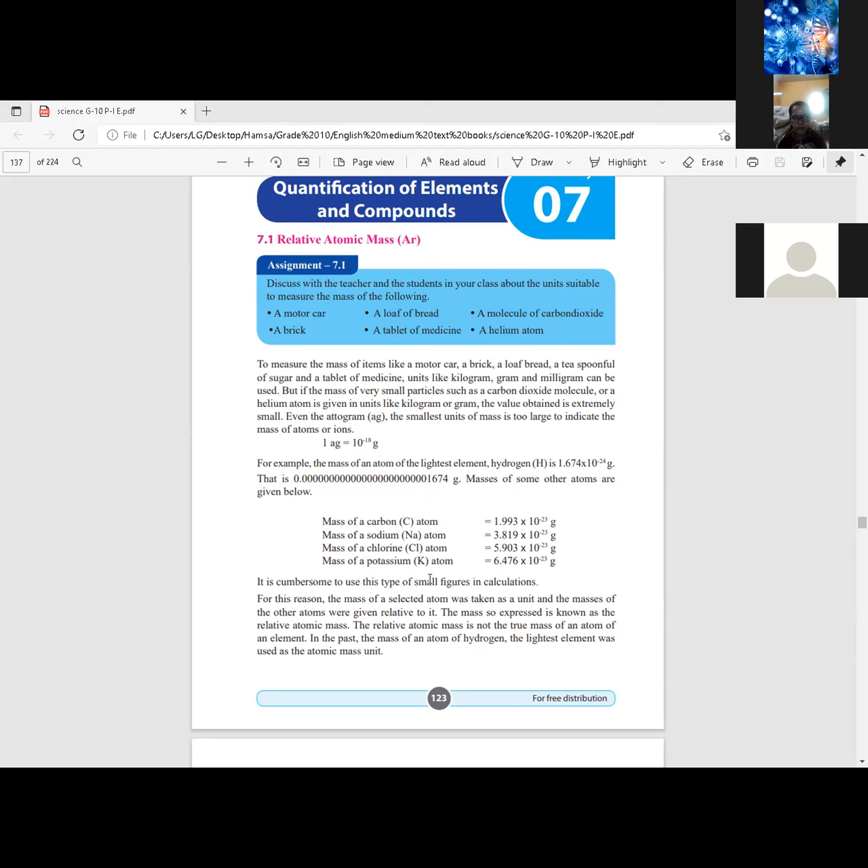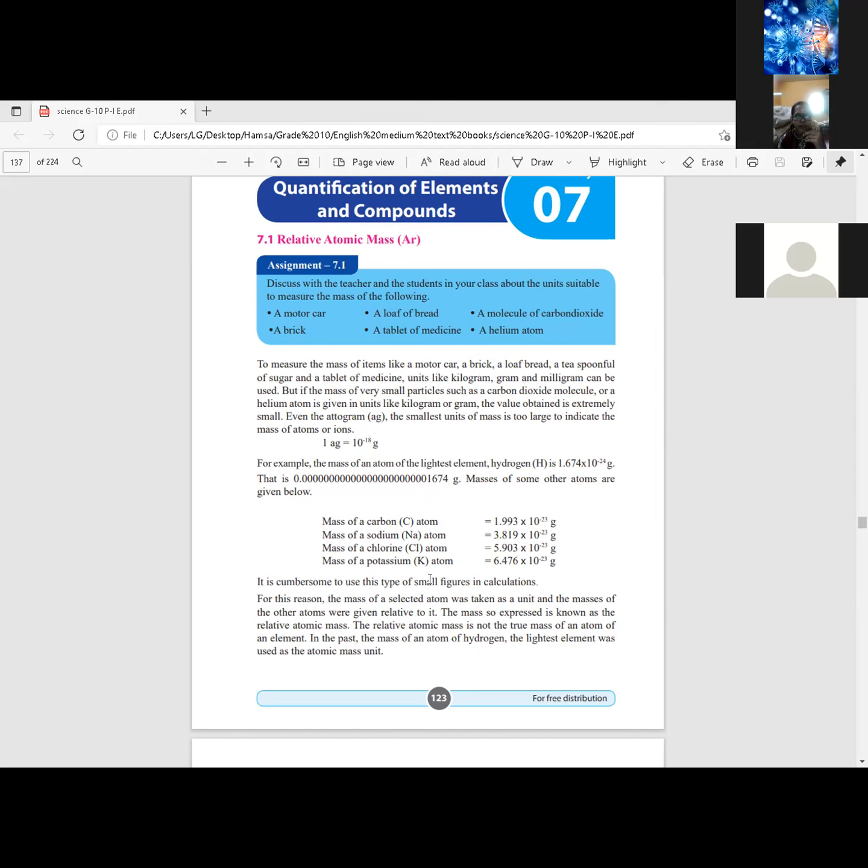Actually, I didn't memorize this mass of carbon. By doing calculations, more than 10 to 20 calculations, you will automatically know the mass of the carbon atom. You will be writing 1.99 into 10 to the power minus 23 several times, so no problem. Mass of sodium atom, no need to memorize, 3.819 into 10 to the power minus 23.